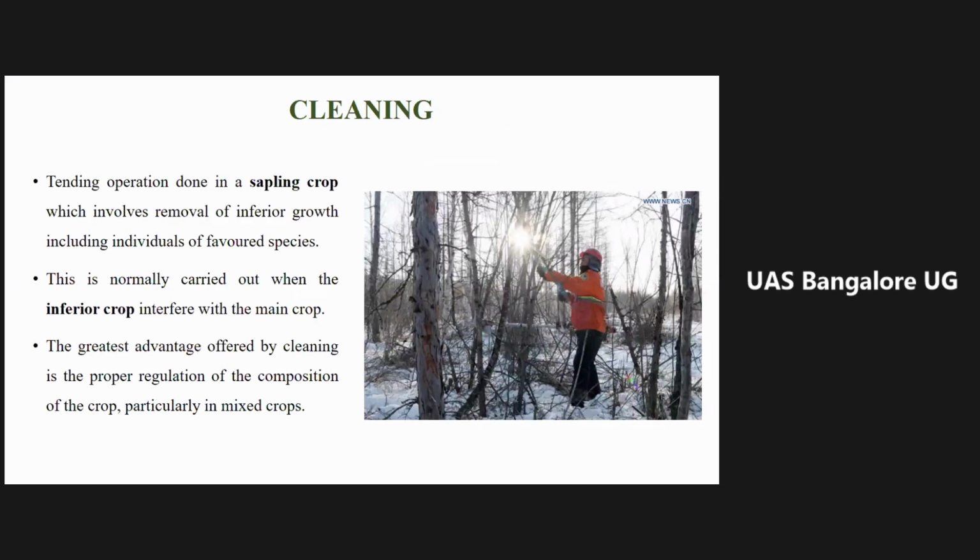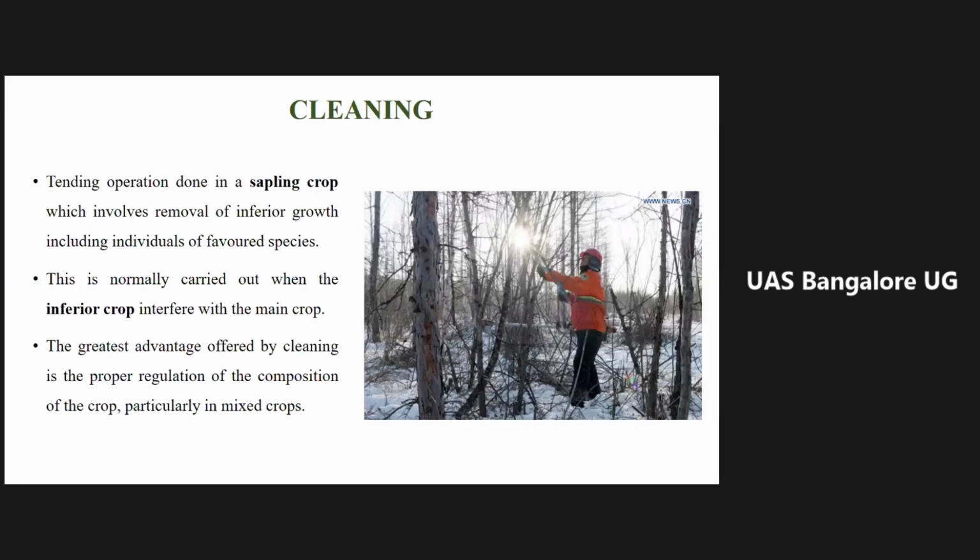The first tending operation is cleaning. Cleaning is defined as a tending operation done in the sapling stage of the crop, that is, in the younger stage. It involves the removal of inferior growth trees, that is suppressed trees, or maybe other species. This is normally carried out when the inferior trees compete with the main crop for nutrients, light, or space.